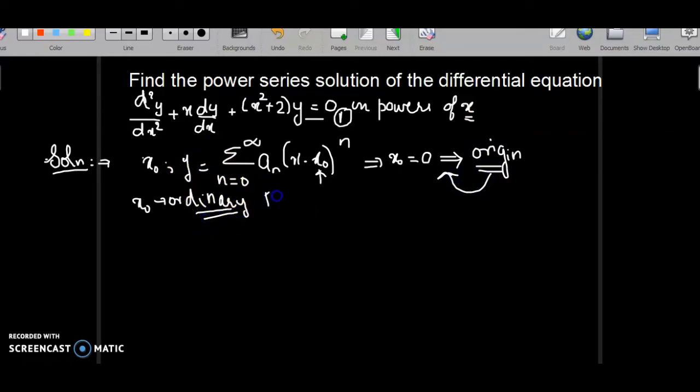What is P1 of x and P2 of x? The equation is already in the normalized form, so there's no need to change it. Our P1 of x is x, and P2 is x² + 2. Both of them are polynomials and are analytic everywhere. That means all points are ordinary points, and definitely we are going to get a power series solution at the point x₀ = 0.